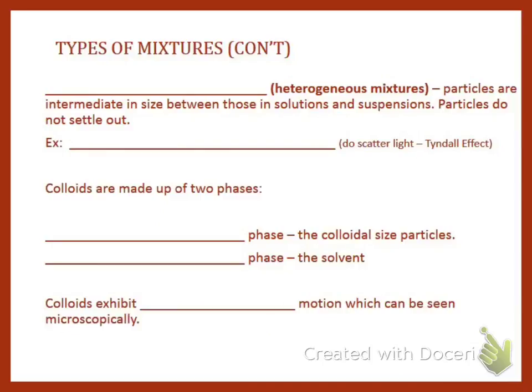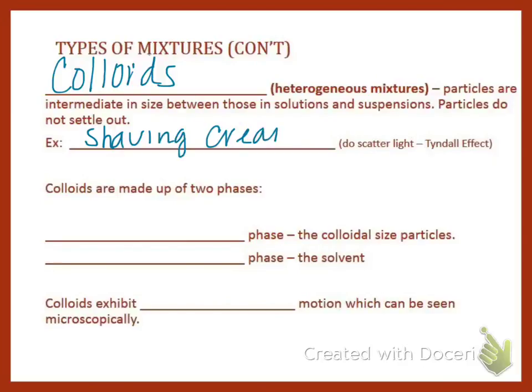And then colloids are the intermediate particles. Their sizes are intermediate. They will not settle out, but it is not a solution. Some examples of colloids are things like shaving cream, and one you're more familiar with is fog. Fog is considered to be a colloid.